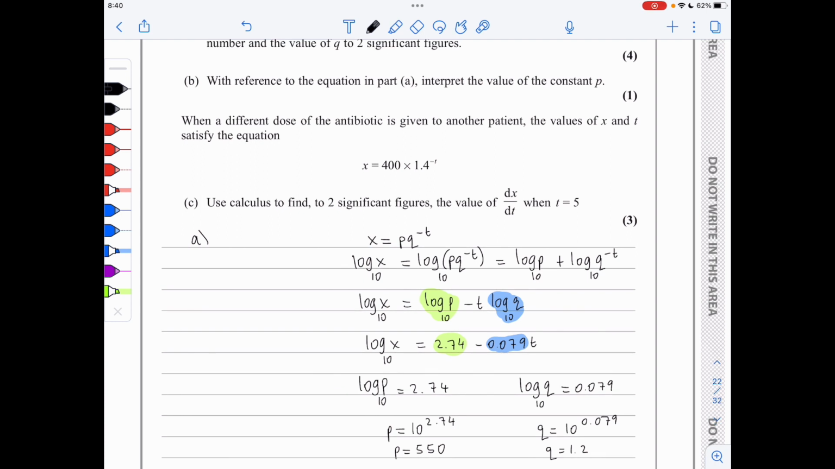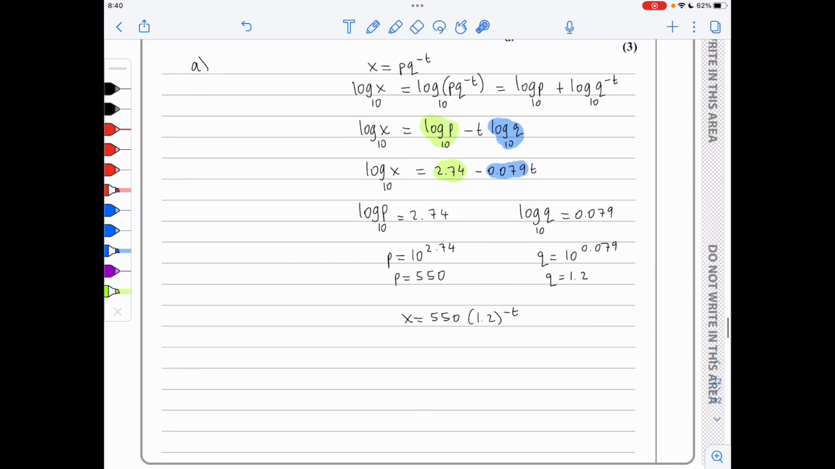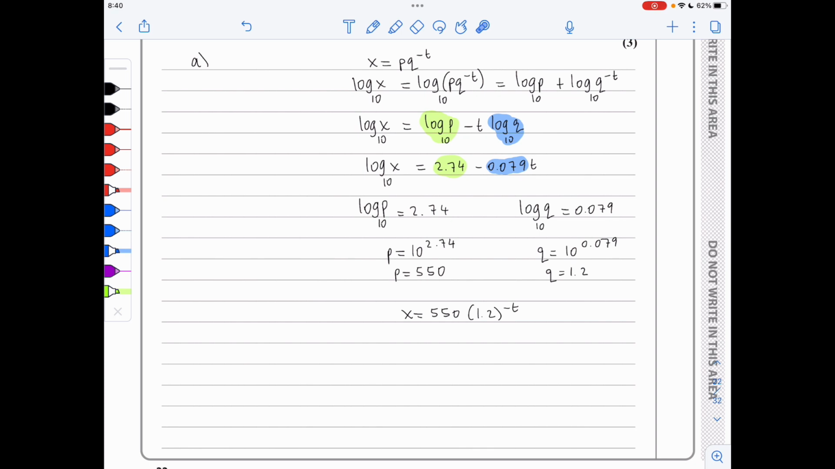In B, we are told that with reference to the equation given, interpret the value of the constant P. Well, we know that when t is 0, 1.2 to the power of 0 will be 1, and therefore x will be 550. So this is the dose, the amount of antibiotic in the patient's bloodstream at the start.